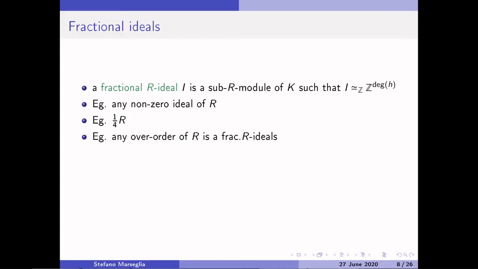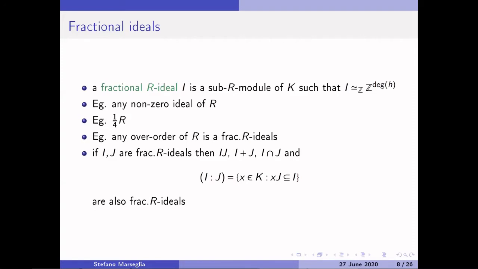This is also going to be a fractional ideal. And by the definition that I just gave, any overorder of R is also a fractional ideal. Any overorder is closed under multiplication by elements of R, so in particular it's an R-module. It lies inside K, and it has the right rank as a free abelian group. So overorders are also examples of fractional ideals. All right. Given two fractional ideals, we can operate on them by the usual operations. We can multiply them, we can take the sum of the two ideals, we can take the intersection, and these are all going to be fractional ideals.